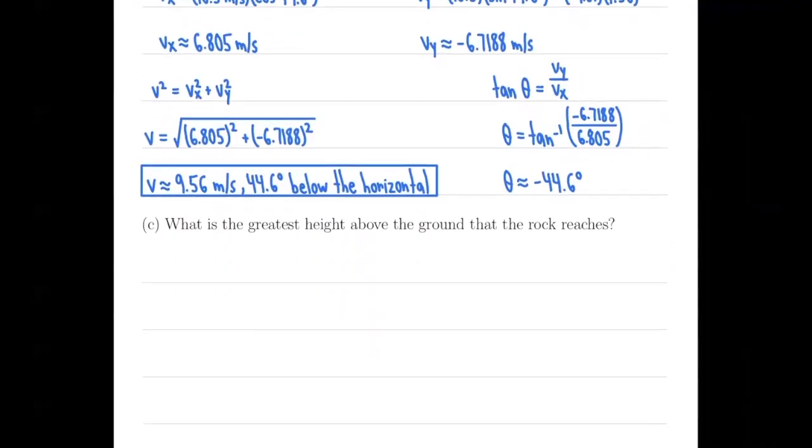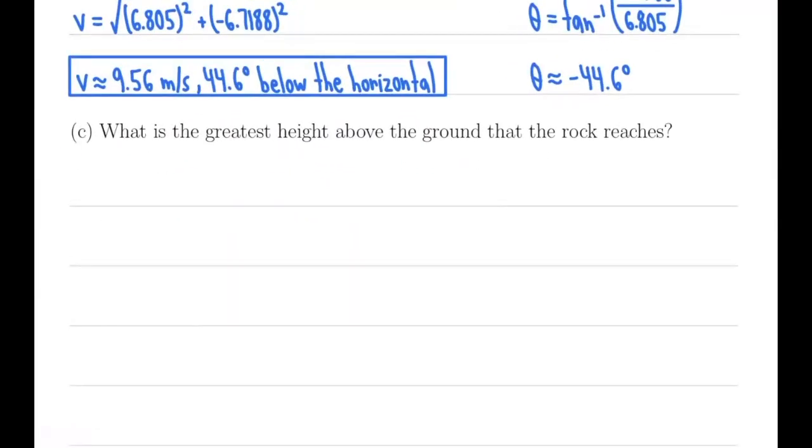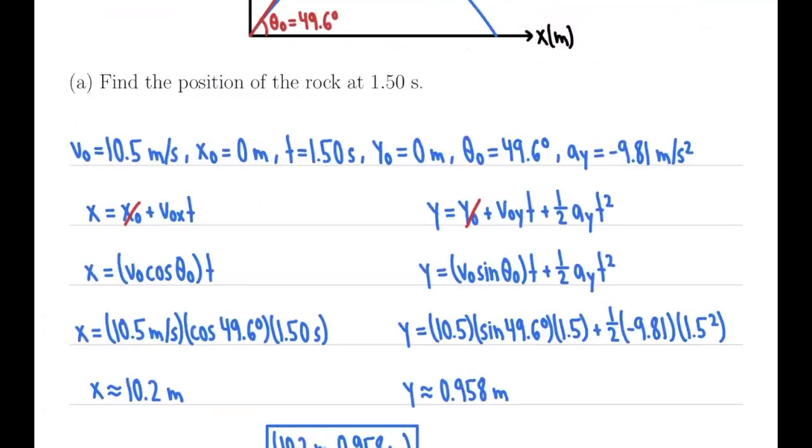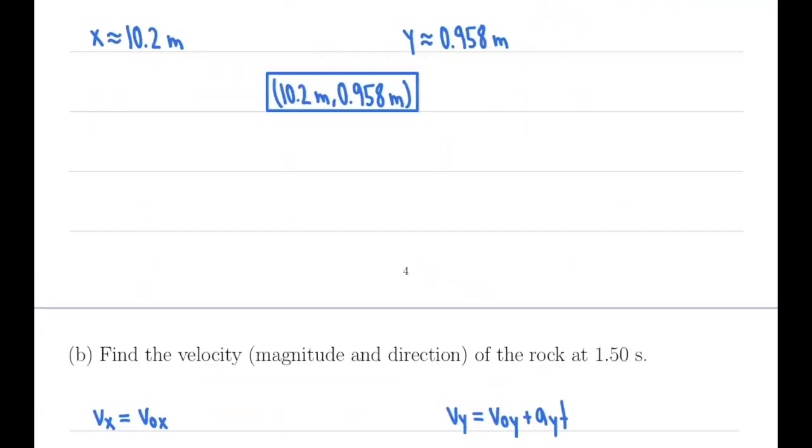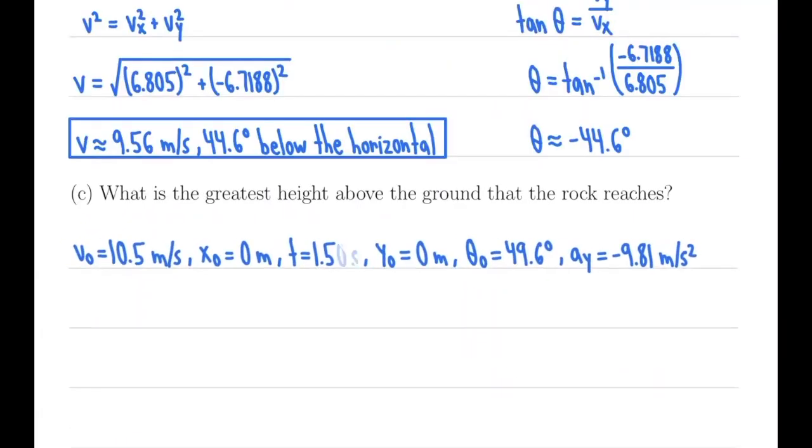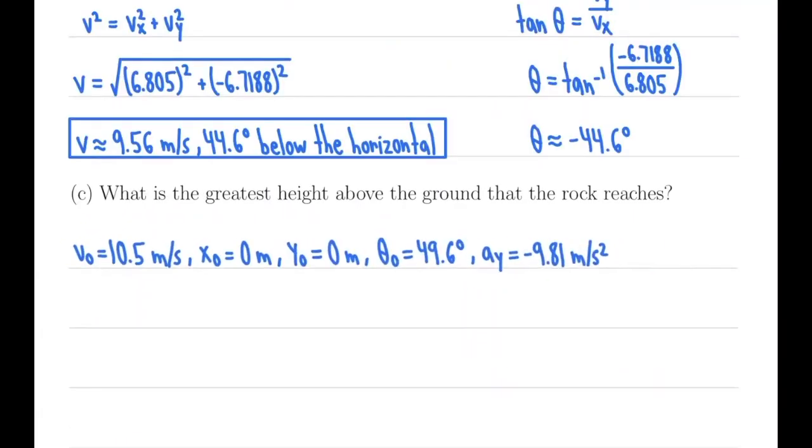All right, now part C. What is the greatest height above the ground that the rock reaches? Let's write our knowns. Let me just copy paste this and see what changes. This time we don't have any information on time. Everything else stays the same. We have v naught, x naught, y naught, theta naught. We know acceleration is negative g.